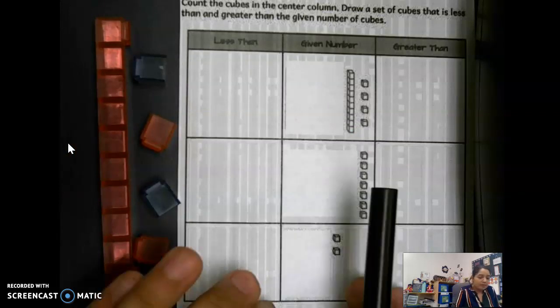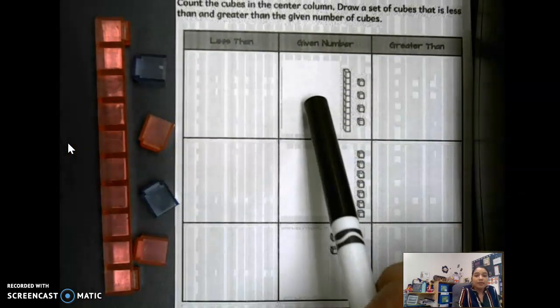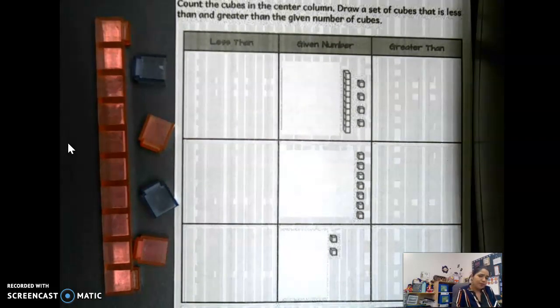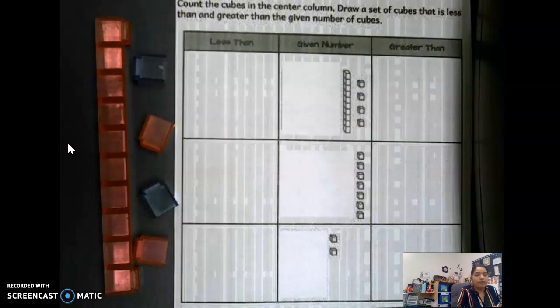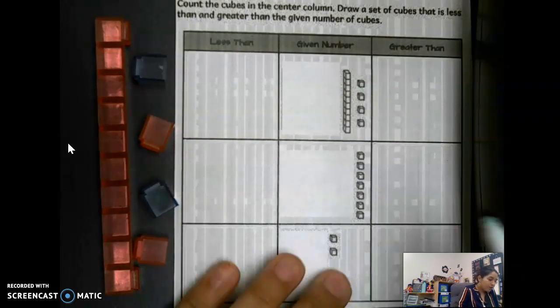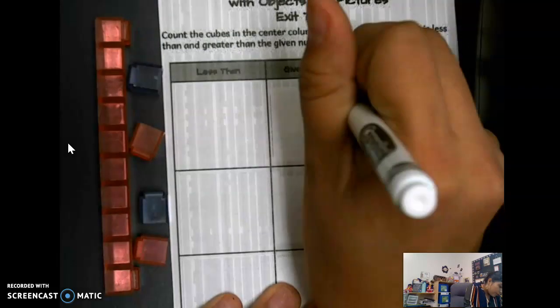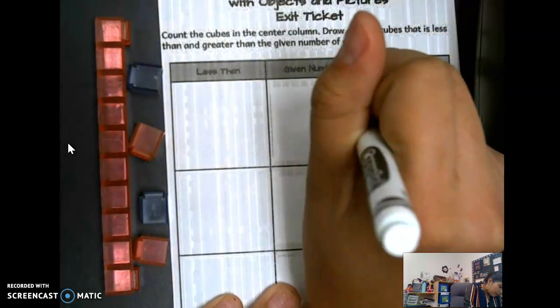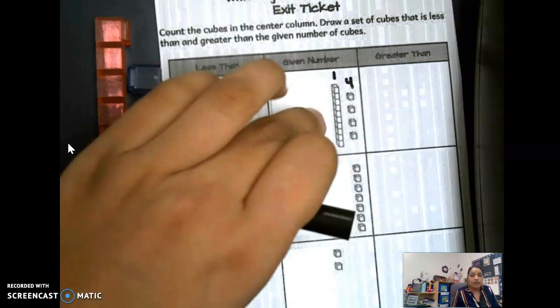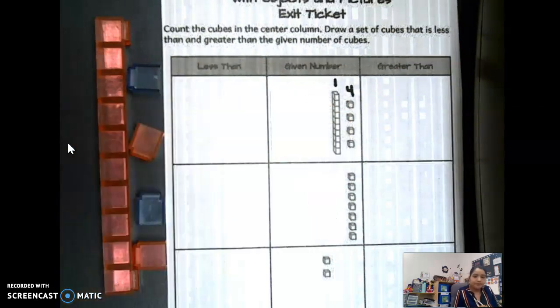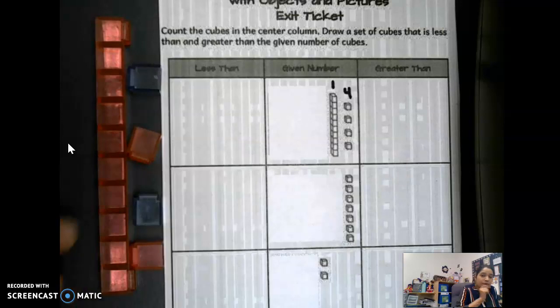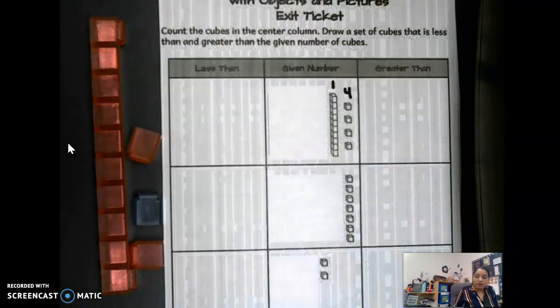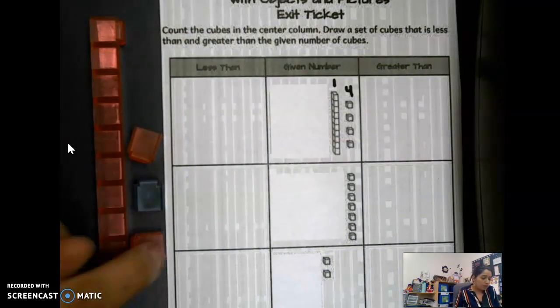So in order to get a number less than our given number, what is something that we can do? If we need a number smaller, less than our given number, what do we need to do? We can take away, right? So I'm going to go ahead and put how many ones we have and how many tens we have. So we have 1 ten and 4 ones. And for less than, we said we could take away, right? So I'm going to take away just 1 one.